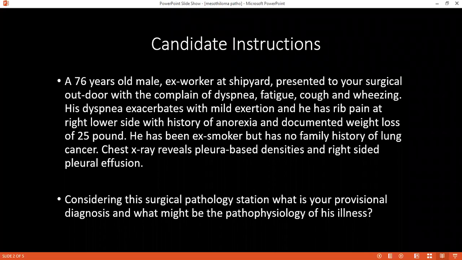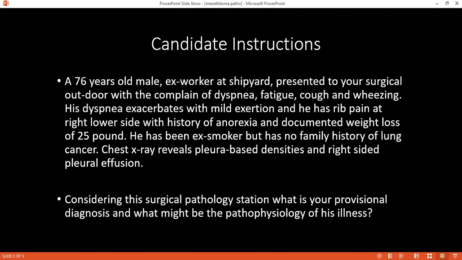As the patient is of old age with occupational exposure to shipyard and industry, and history of anorexia and significant weight loss of 25 pounds, I think he is suffering from some lung carcinoma. And due to this chest X-ray finding of pleural-based lesion, it is most likely a mesothelioma.